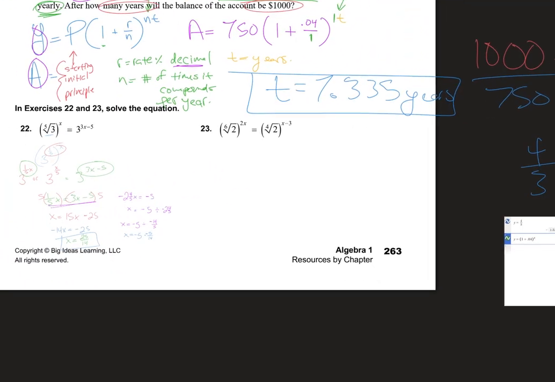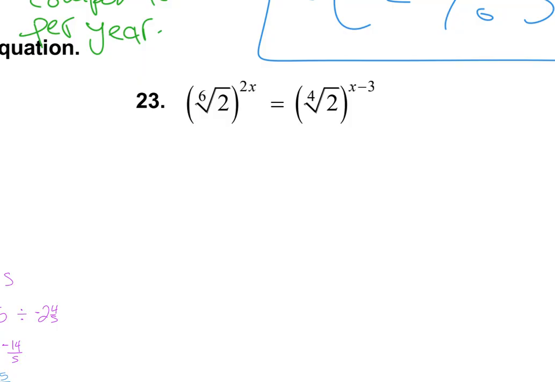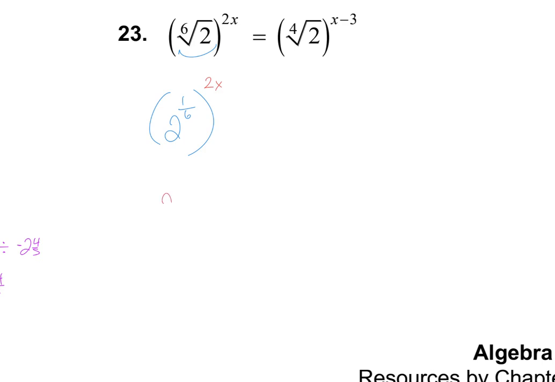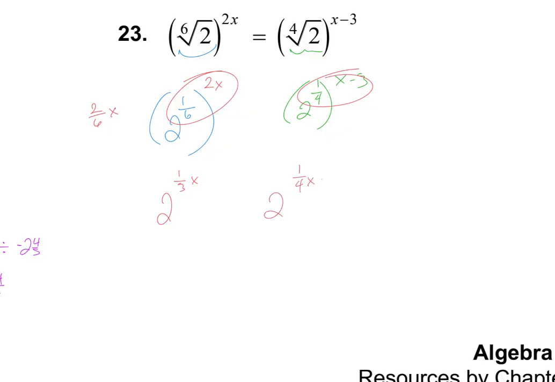Let's move on to the last one. That is 2 to the 1/6 power raised to the 2x power. So this can be rewritten as 2 to the 1/3 x power, because 2/6 x can be written as 1/3 x. And over here on the right, this part is 2 to the 1/4 power raised to the x minus 3 power, and then you multiply those, and you get 2 to the 1/4 x minus 3/4 power.